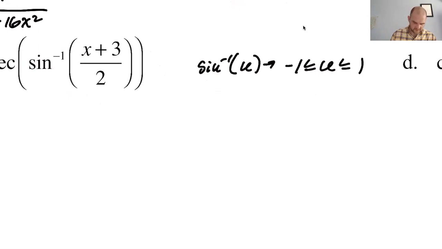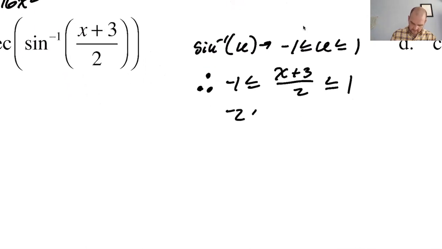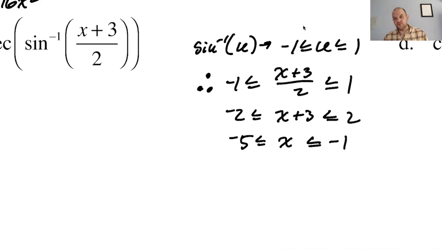Here, u is (x plus 3) over 2, so I know that -1 is less than or equal to (x plus 3) over 2, which is less than or equal to 1. So I'm going to multiply by 2, and then I will subtract 3 from everything, and get -5 to -1. So this is the biggest possible domain that I could have. It could get smaller as I do the problem.